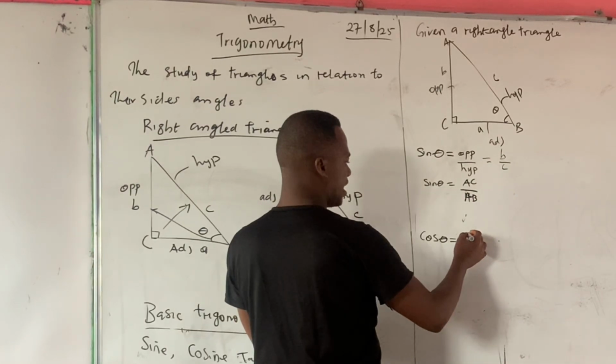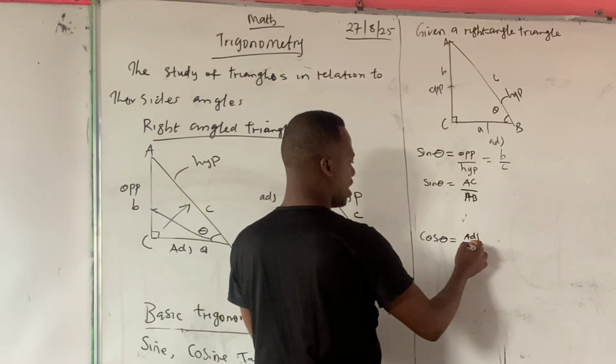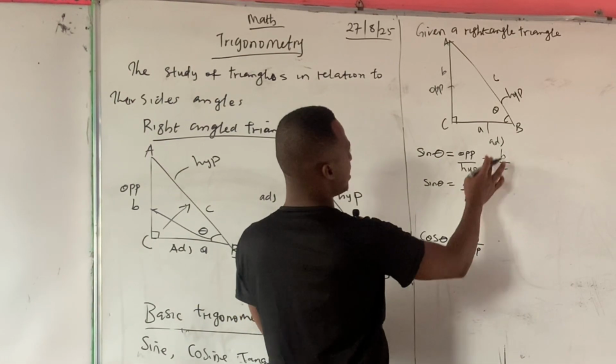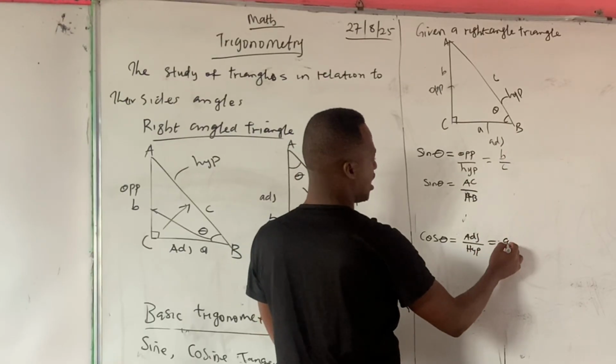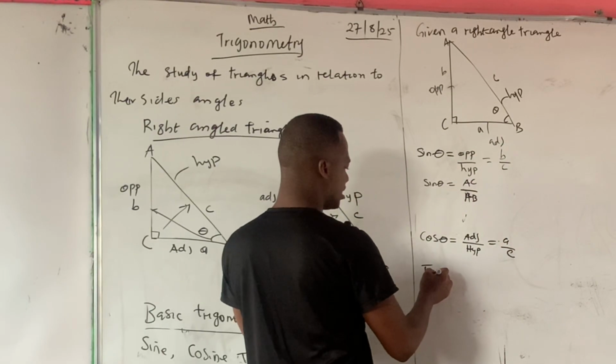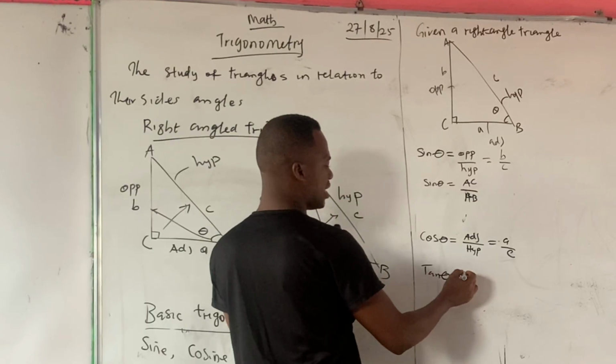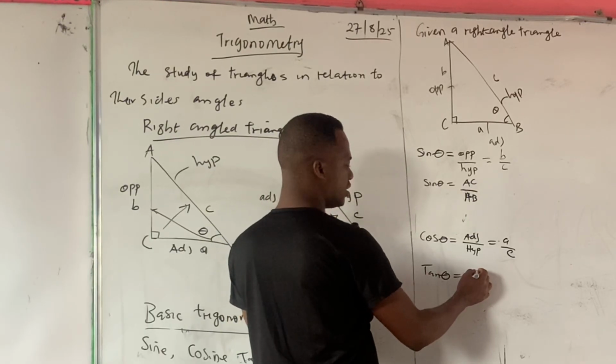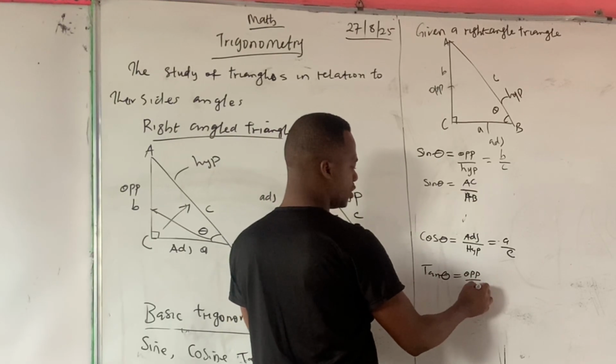Cos theta is defined as adjacent over hypotenuse. Adjacent is a, and hypotenuse is c. How about tan theta? The definition of tan theta is what? Opposite over adjacent.